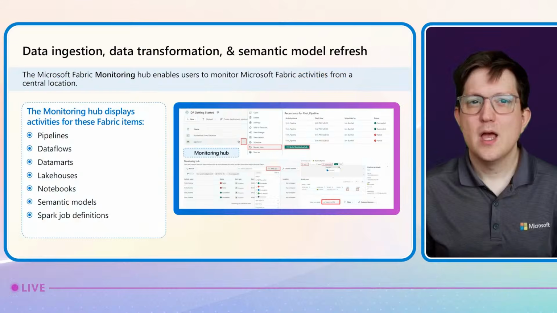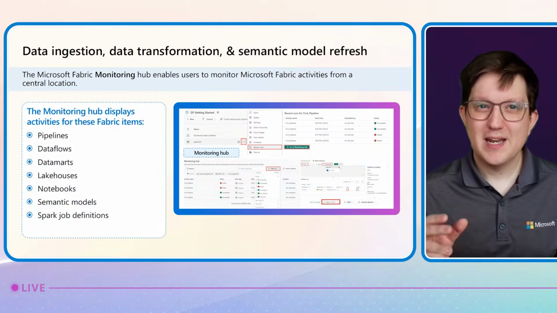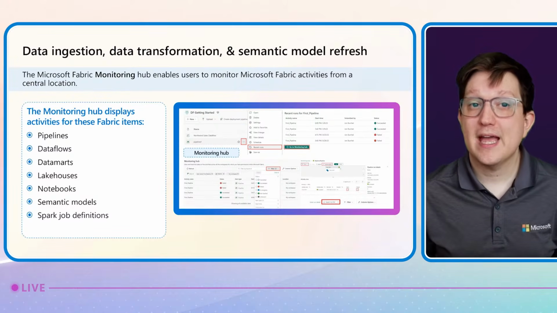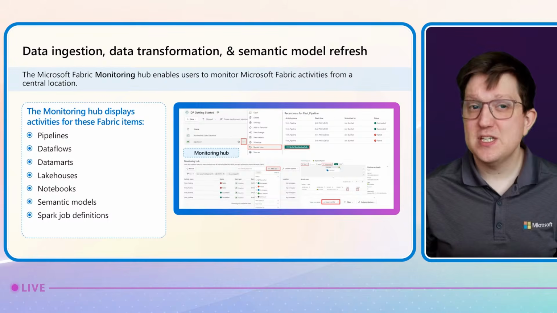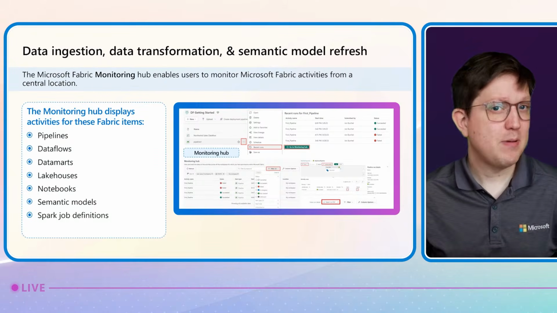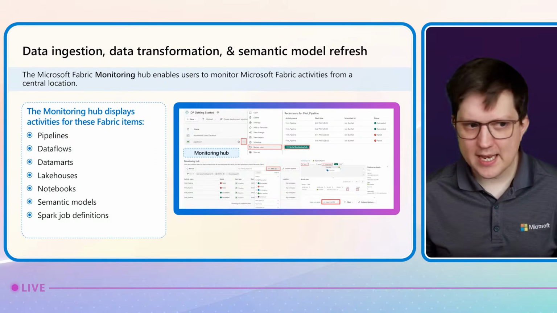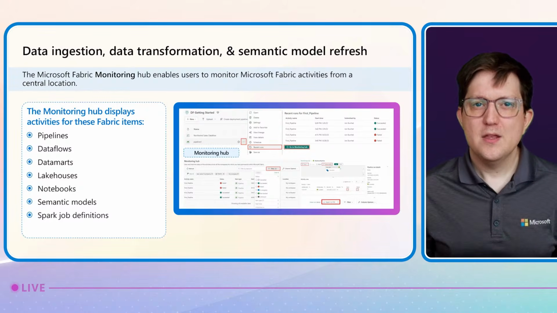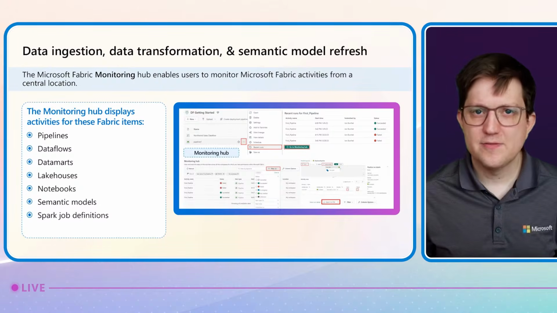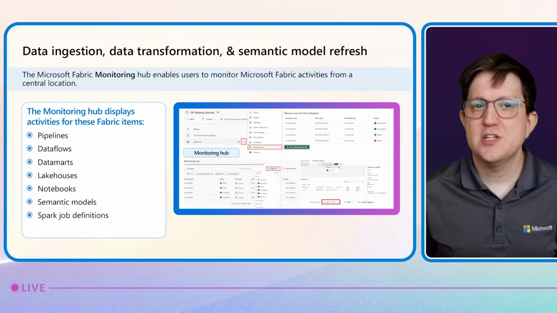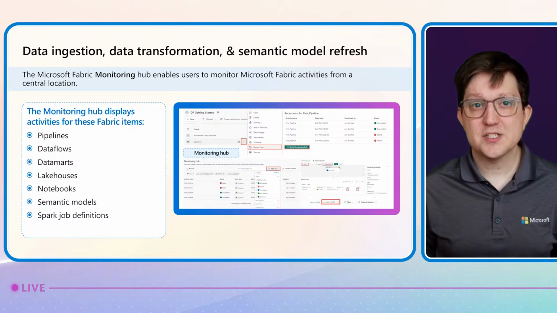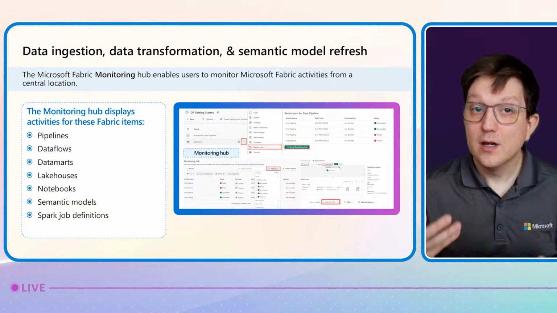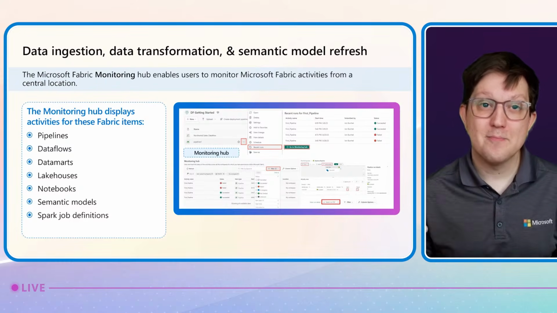Microsoft Fabric Monitoring Hub enables us to be able to look through various Fabric activities from one central location. The hub displays activities for a whole bunch of different Fabric items: pipelines, data flows, data marts, lakehouses, notebooks, semantic models, and Spark job definitions. Think of this as your single pane of glass for any sort of activity across the data engineering items. If a scenario is asking, where can I see last night's pipeline, or if a data flow refresh worked, the answer is always going to be that monitoring hub.